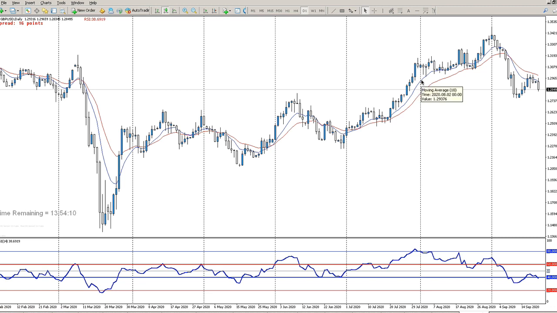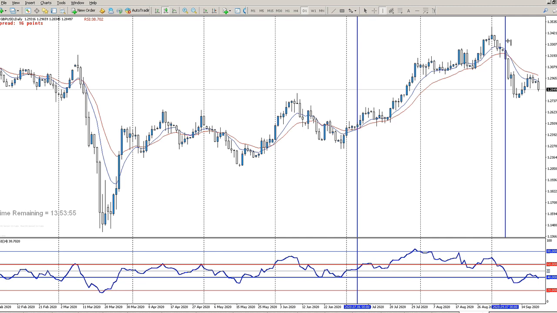So if the 10 is over the 20, we're in an uptrend, and if the 20 is over the 10, we are in a downtrend. I just call them blue and red to keep it simple. So I'm all about trying to keep it simple. Okay, so if we're in an uptrend, then the 10 is over the 20. So we're in an uptrend from here, and then we end the uptrend when it crosses back over here.